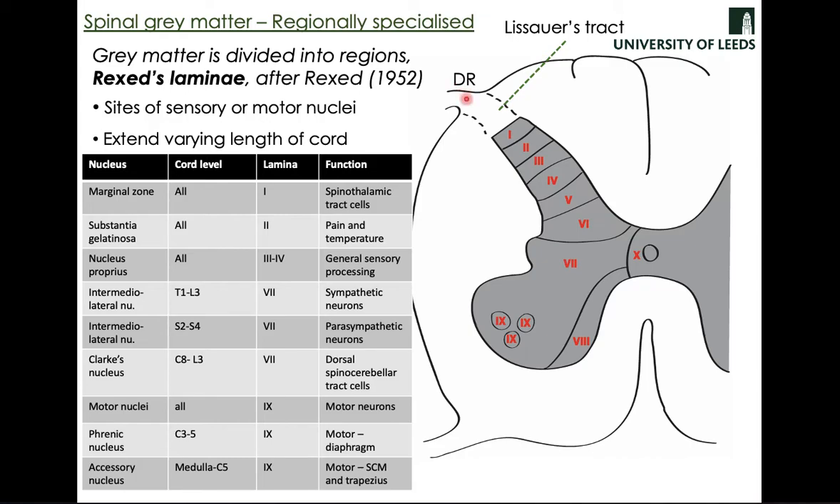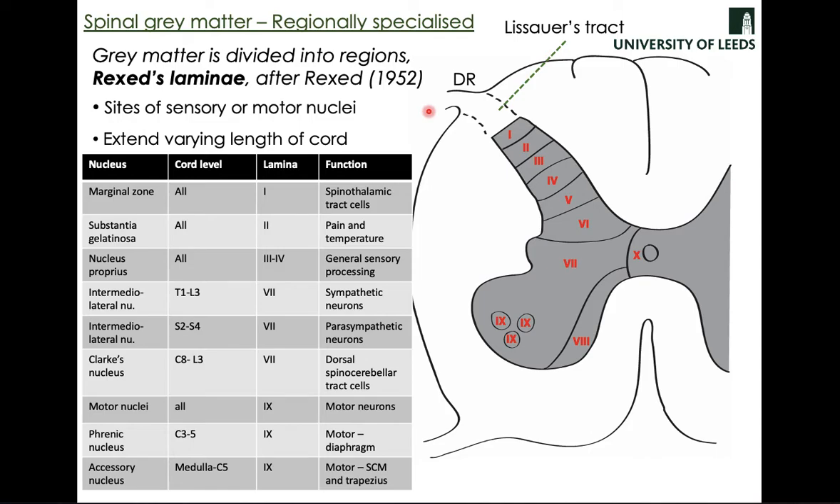You don't need to worry too much about this table at this point. If I want you to remember a specific lamina, I will tell you at the given time. But what's very interesting is that it is where sensory and motor connections happen, basically.